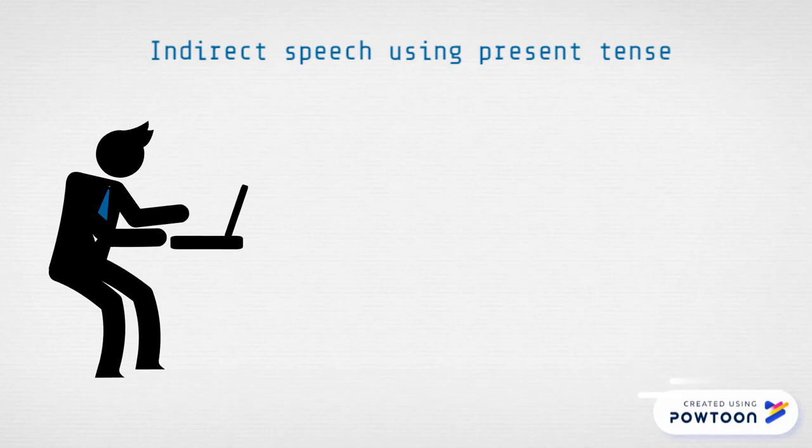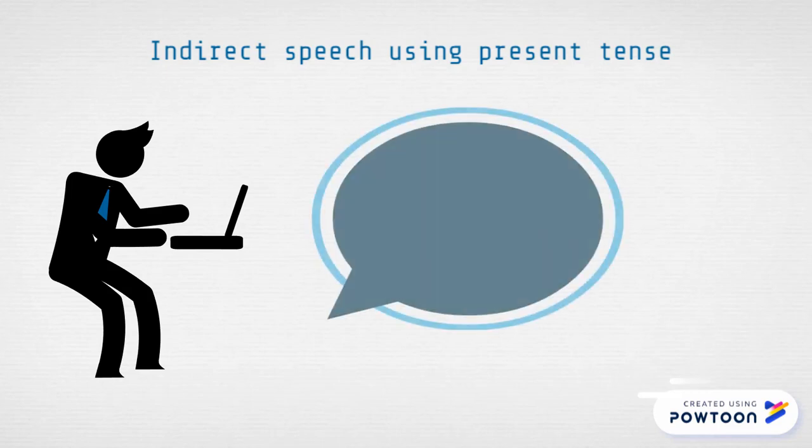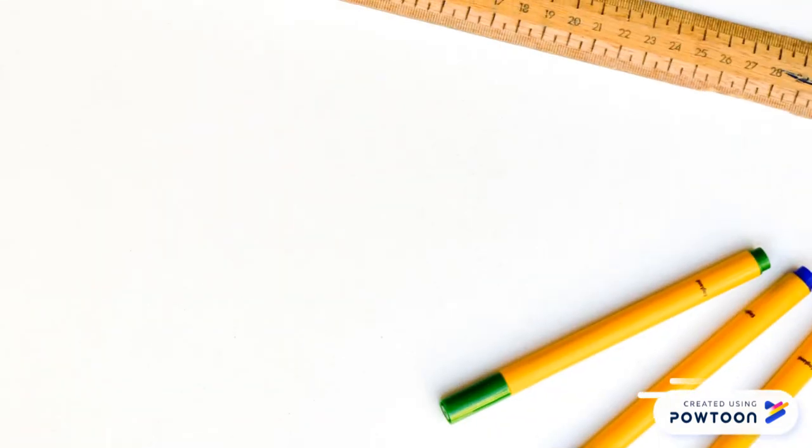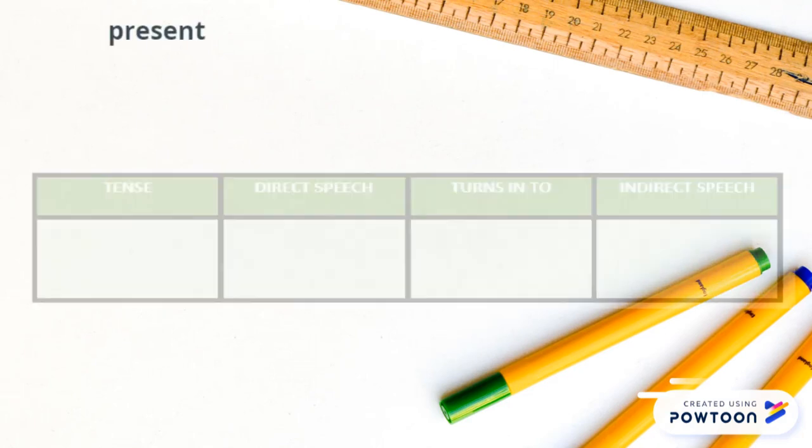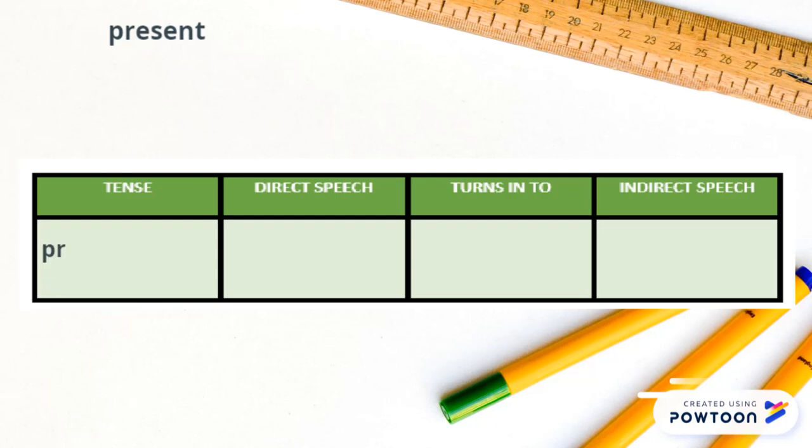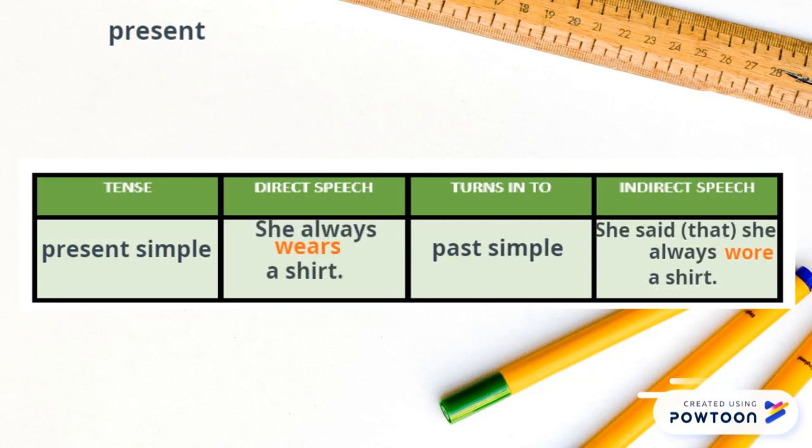We are going to start talking about indirect speech using present tense. So remember that you have to take note. Present tense. The direct speech turns into indirect speech. The present simple turns into past simple.